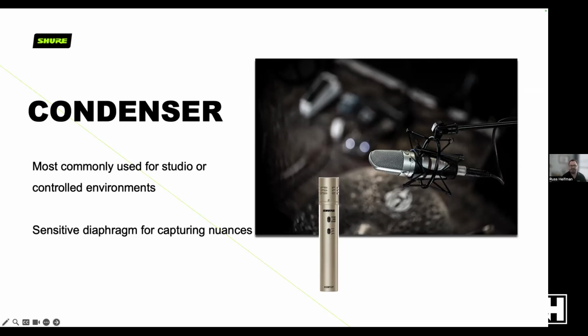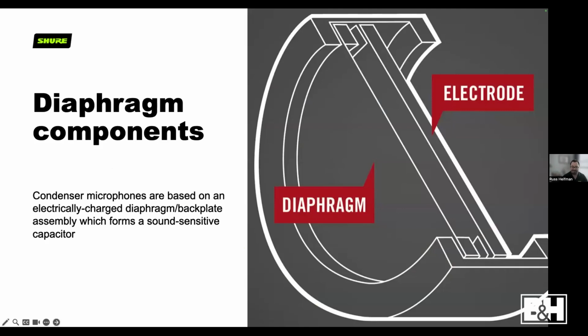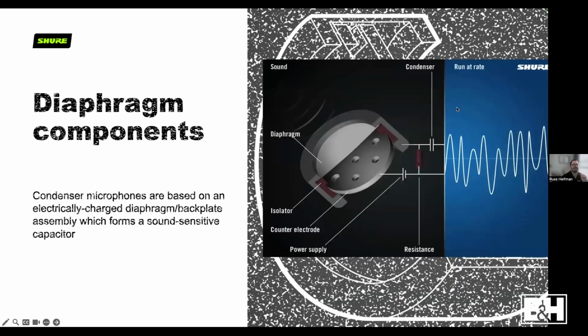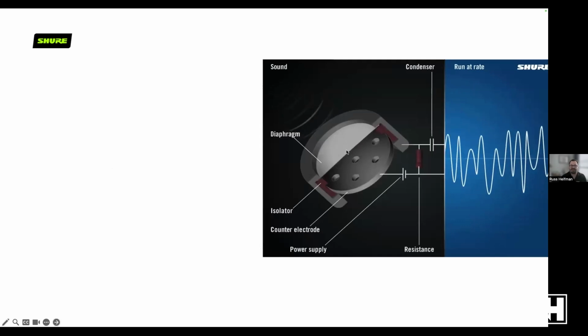Whereas in a live scenario, of course you'd want that to come through, but it's not quite as important there. So as far as how they work, what's going to happen here is you have an electrically charged capacitor, basically. When the diaphragm vibrates from the sound, the vibration is what's going to create that electrical signal.